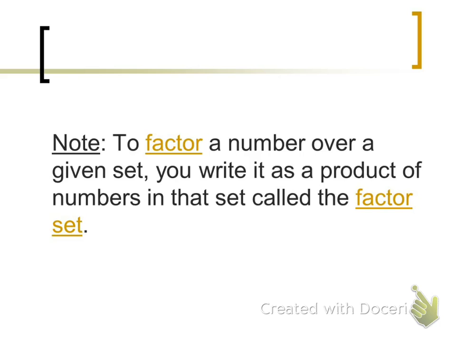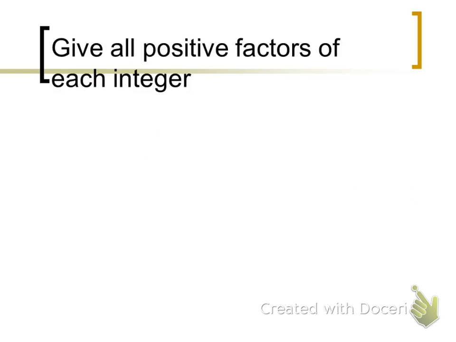All right, so for our notes today, to factor a number over a given set, you write it as a product of numbers in that set, called the factor set. We should be familiar with the term factor. What does product mean to us? A multiplication problem. So we're breaking down a number and rewriting it as a multiplication problem. Did we get those blanks filled in? Okay.